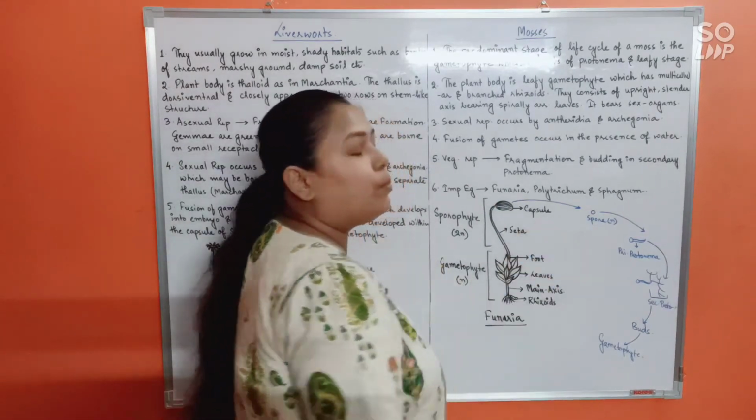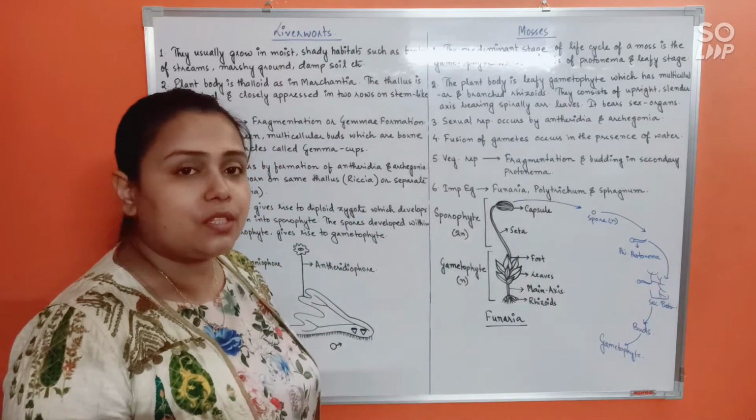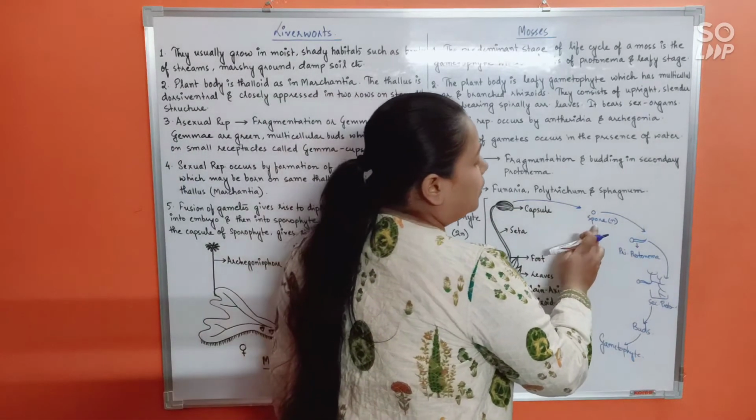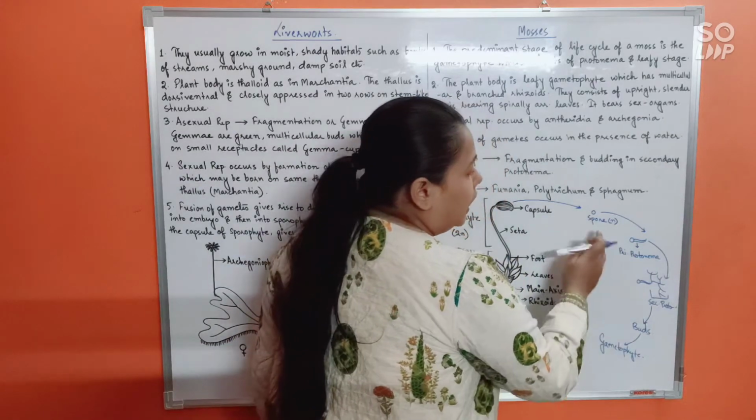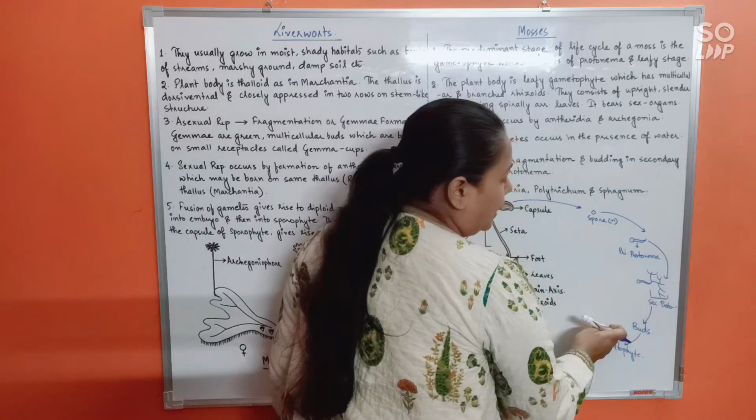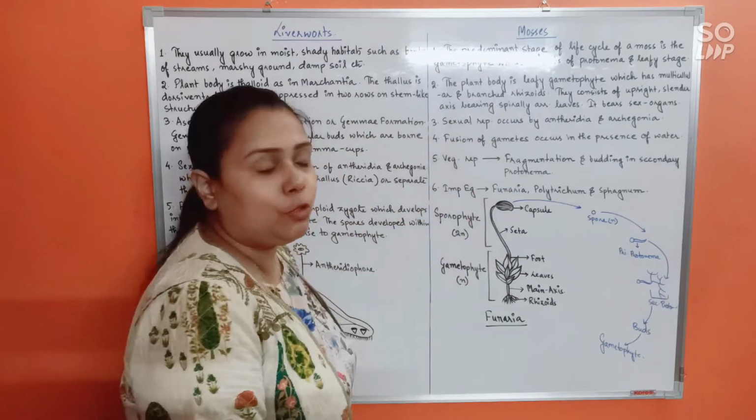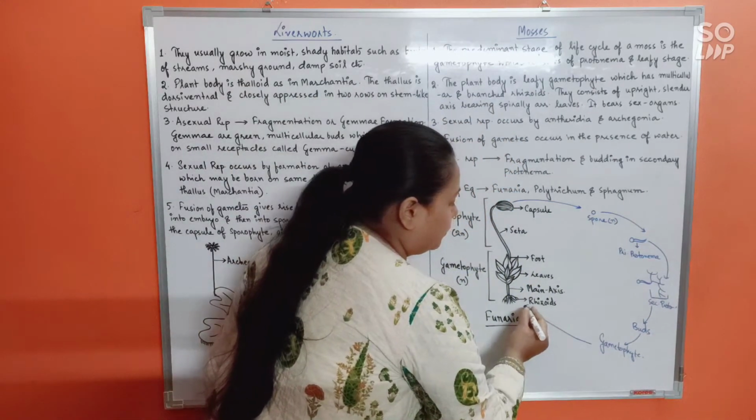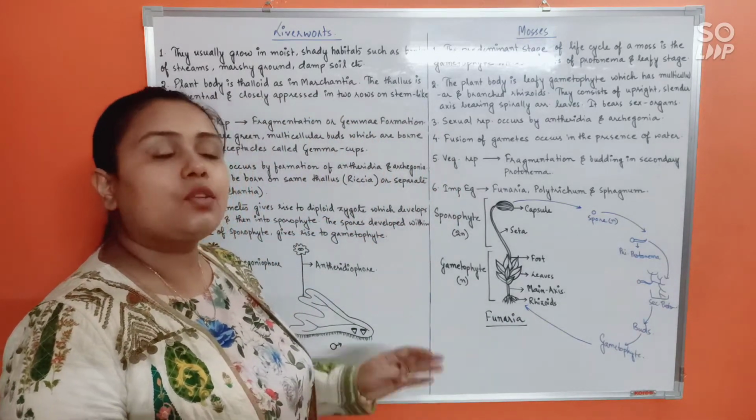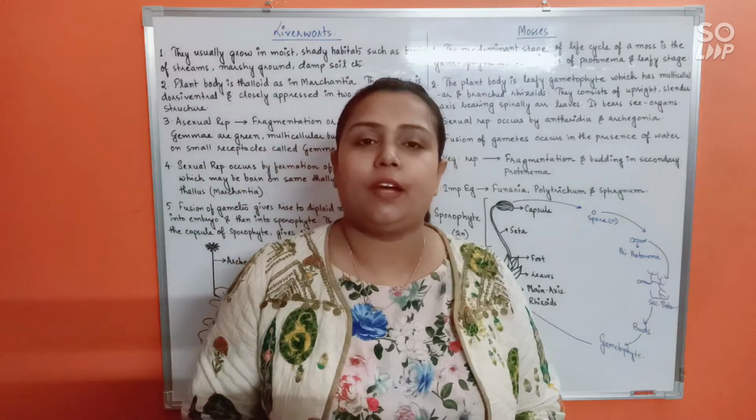Inside the capsule, the spore mother cells will undergo meiosis, giving rise to haploid spores, and once the spores are released, you know what is going to happen. The spores will give rise to primary protonema, secondary protonema, budding, and finally the gametophyte. That means this. Understood that? Fine. So this is all about the types of bryophytes as well.